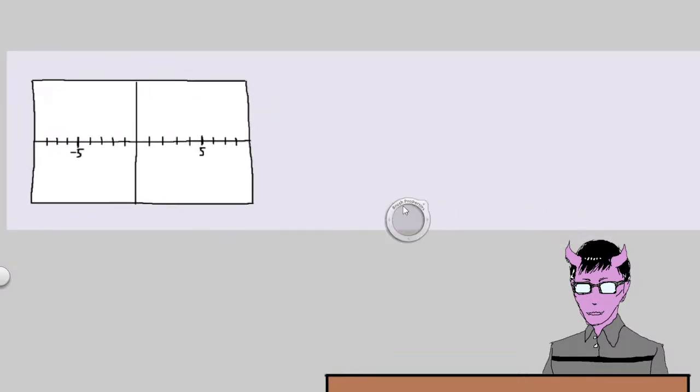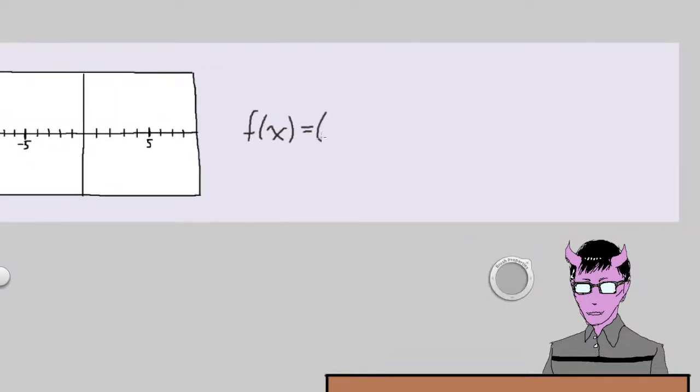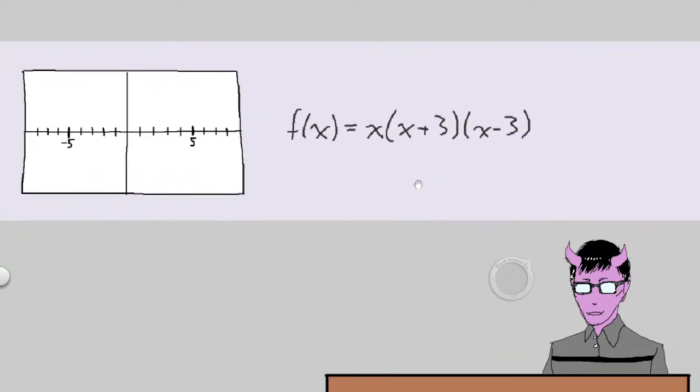Let's just do a little bit of a warm-up for these ones. So suppose we have a function. Function is going to be f of x. Good old f of x. So f of x is equal to, and this is going to be in fully factored form already. So let's suppose we have x here, and then we have x plus 3, and then x minus 3. And let's suppose that's all we have.